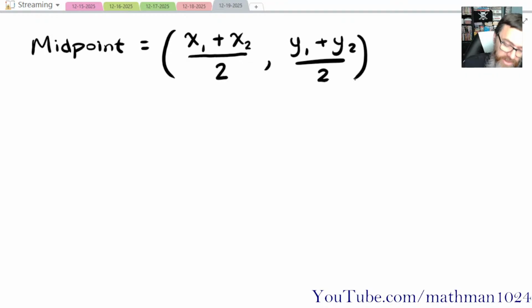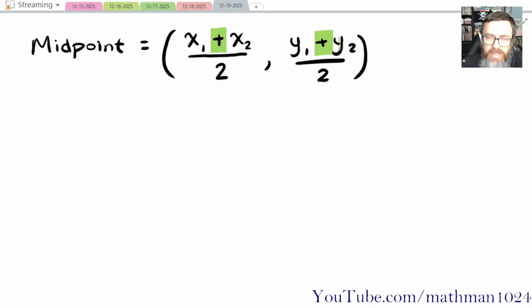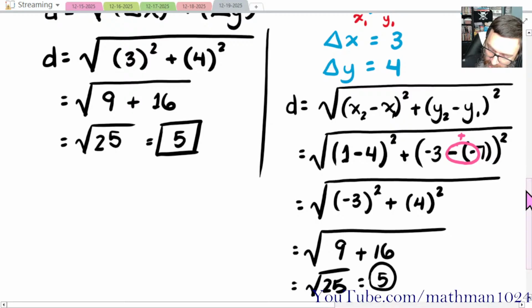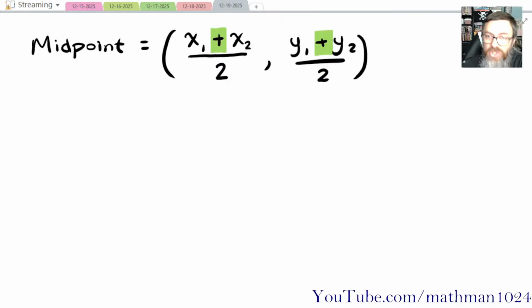Now, I do want to point this out to you. That's addition. So you don't need to worry about changing any signs. You just add the x coordinates and you add the y coordinates. Compare that over here to what we had for the distance. For the distance, we have to find the difference because we're trying to find the change in the x and the change in the y. But the midpoint is not about the change. It's about adding everything together and dividing by 2. You're finding the average.